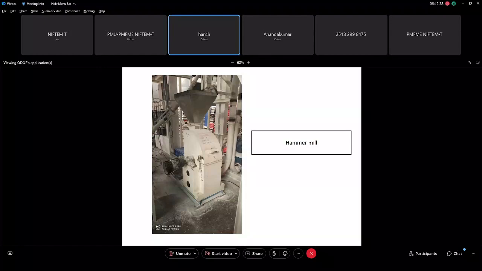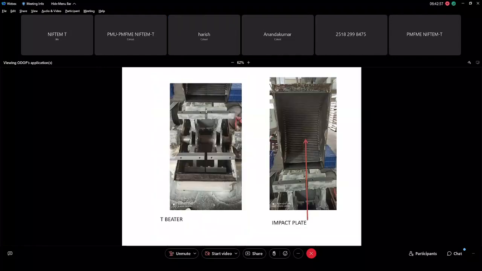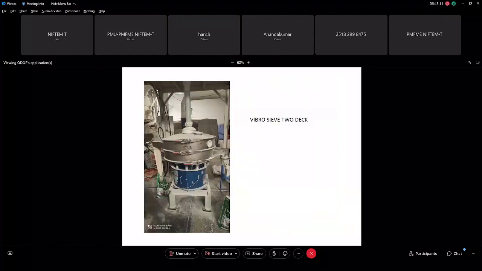The second most important point is the starch damage. How much of the starch is damaged in a given broken rice? That also plays an important role. These are the beaters, I told you, and this is the impact plate where the brokens will be impacted with the beater and made into a powder. This is the main equipment or machinery where you are going to get your product of a dependable granular size.